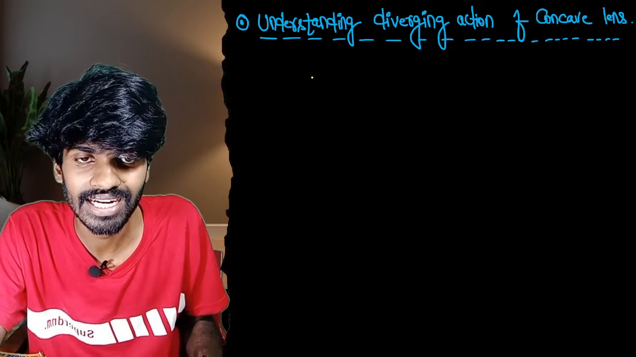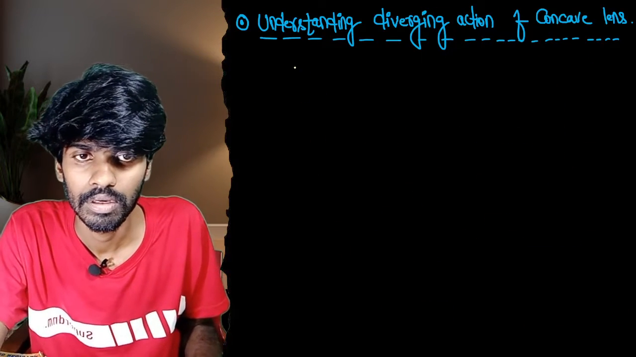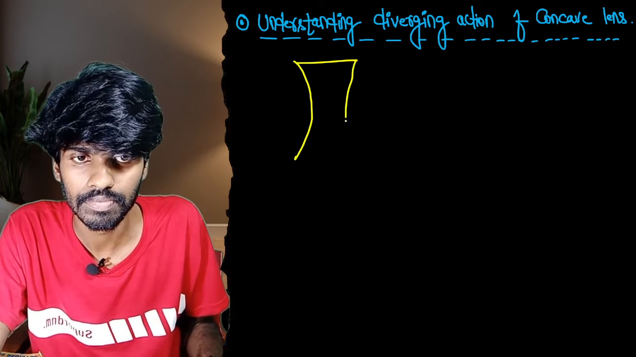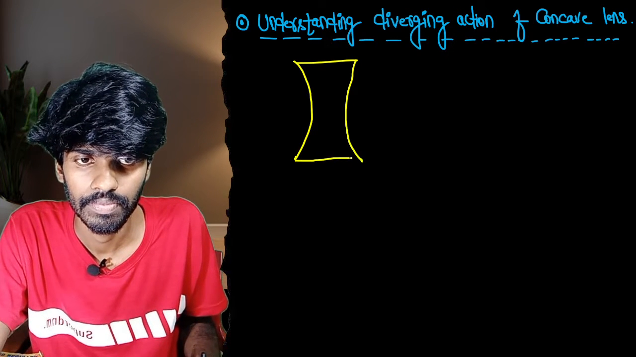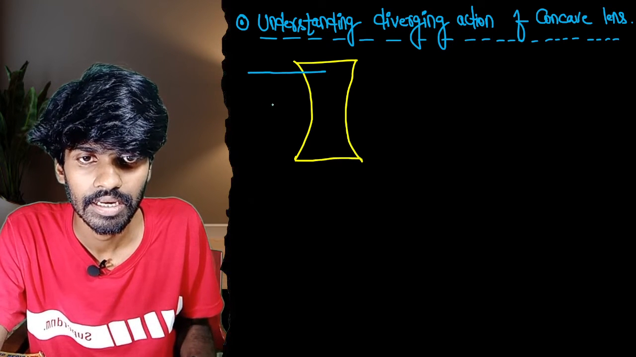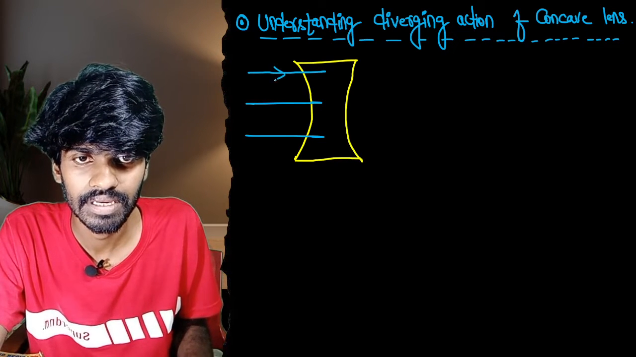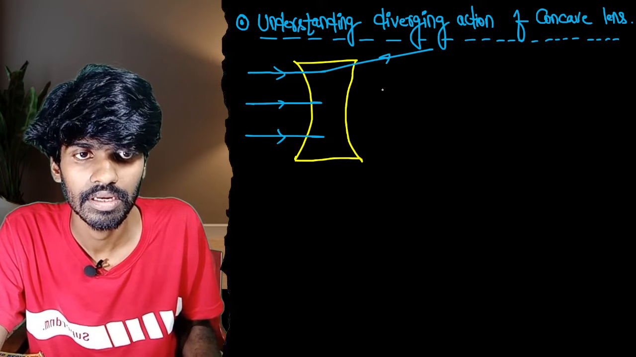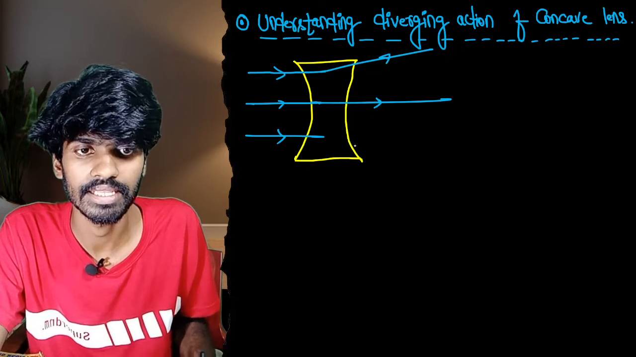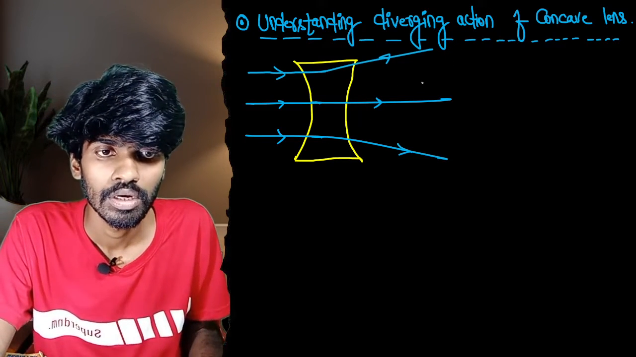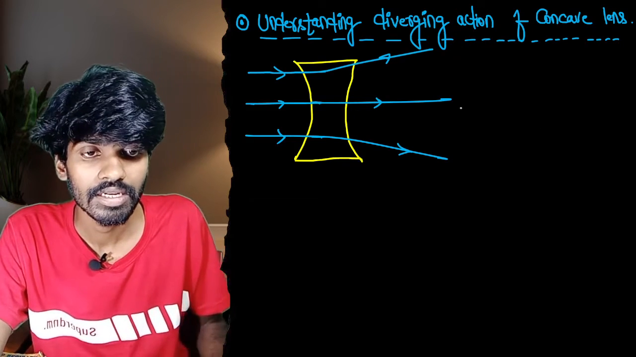If we do the same analysis for understanding the diverging action of a concave lens, first let us draw the concave lens. What happens in the situation when a concave lens is there? The beam is going like this, and what will happen? It will bend like this. They will deviate, so deviate to diverge, actually.